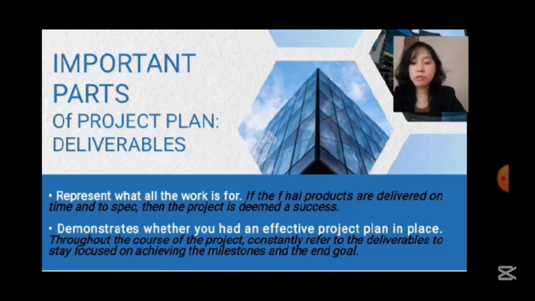These deliverables represent the tangible outputs of the project. The success of the project is measured by the timely and satisfactory delivery of all these items. By regularly reviewing these deliverables during the project, the development team can ensure they remain on track and meet the client's expectations.